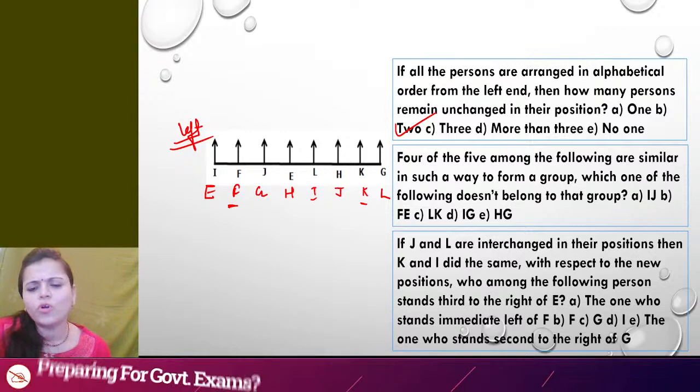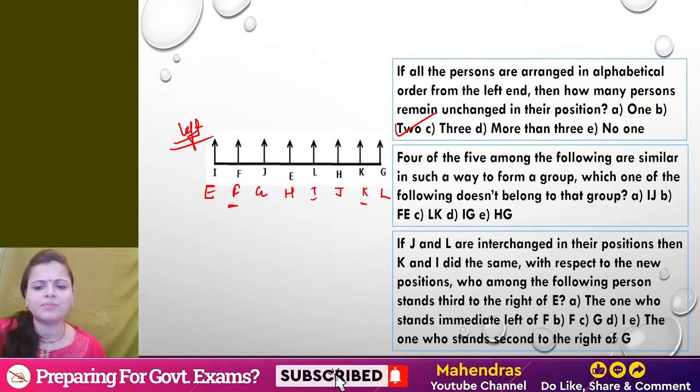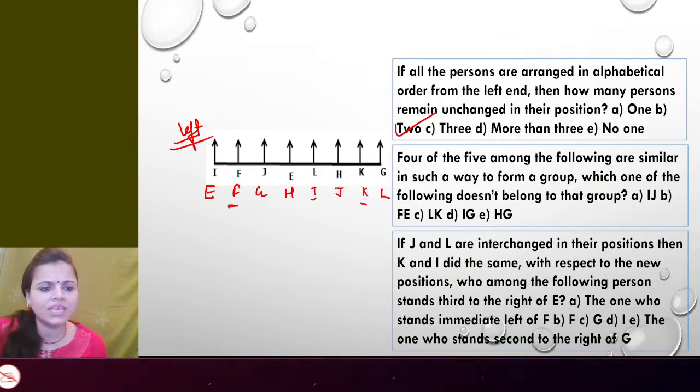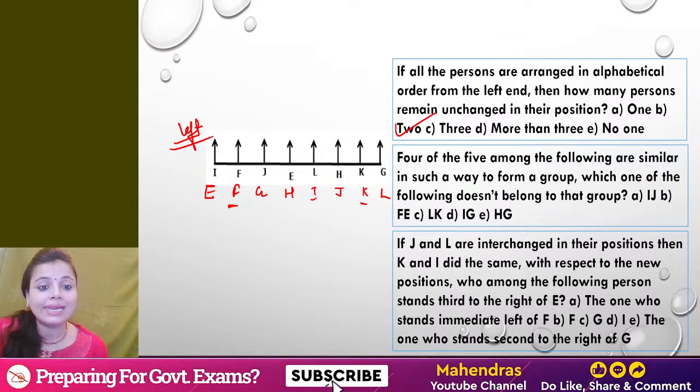Option B. Four of the following five are similar, means odd one out. Again, I, J. Okay, 1 gap. F, E. 1 gap. L, K. 1 gap. I, G. No. H, G. 1 gap. So the answer will be option D.